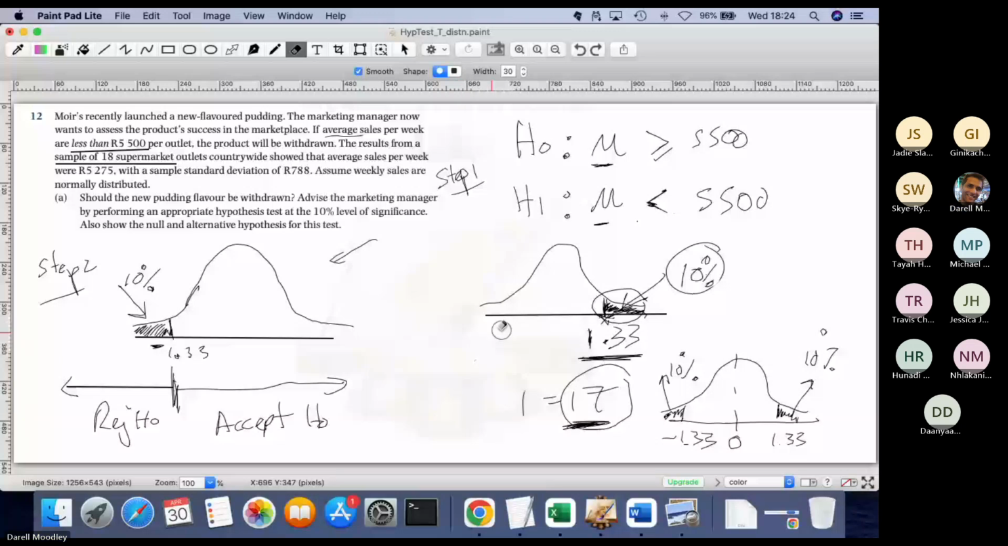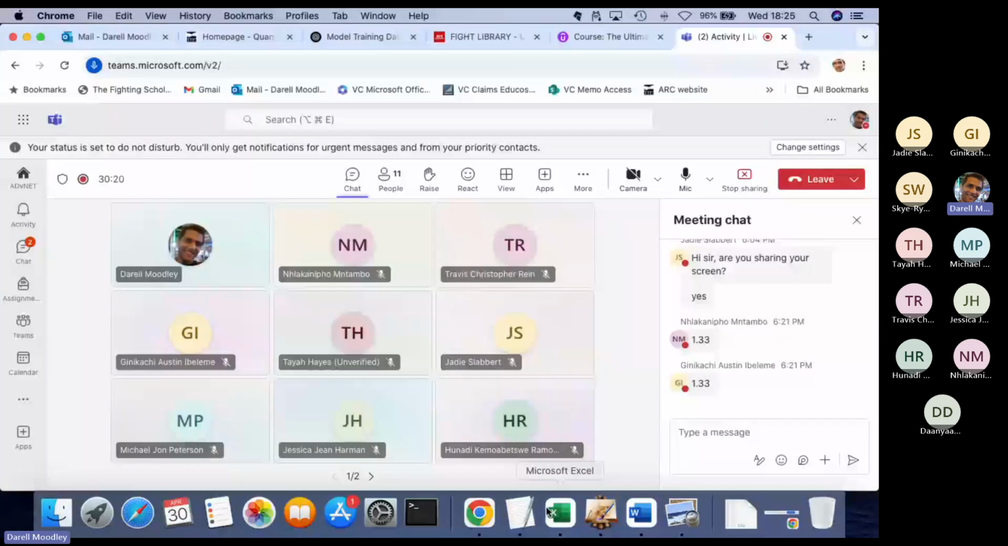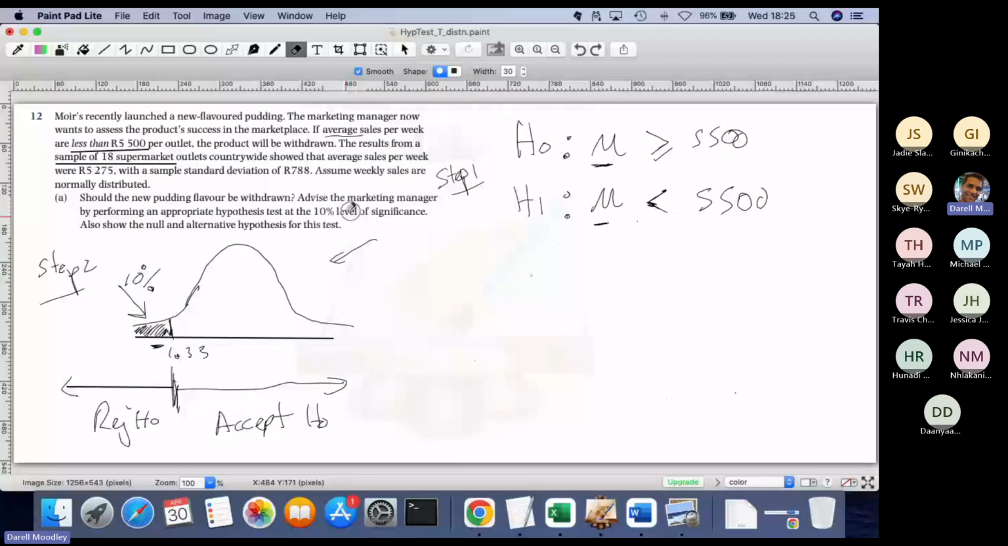I'm going to clear this. I'll check the chat in a second. Any questions? Okay, nothing. The next step is to calculate your test statistic. So step 3 is calculate the test statistic.